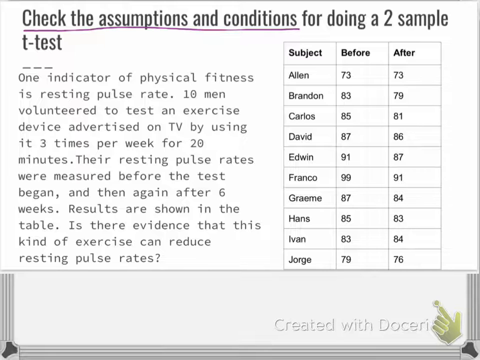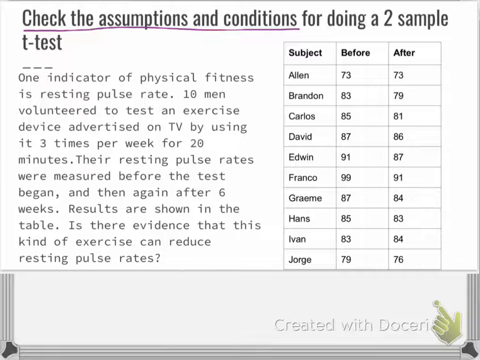So I've got 2 samples here: the before sample and the after sample for these 10 men. All I'm going to have you do is check the conditions and assumptions for doing a 2-sample t-test with these results. So pause the video, do that, and then if you turn it back on in a couple minutes, it will tell you what you should have seen.